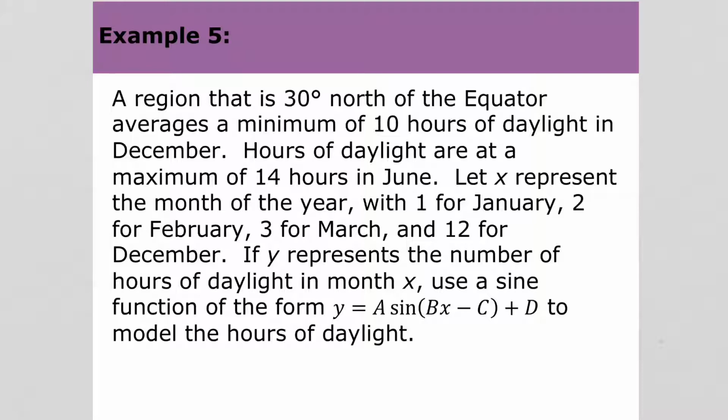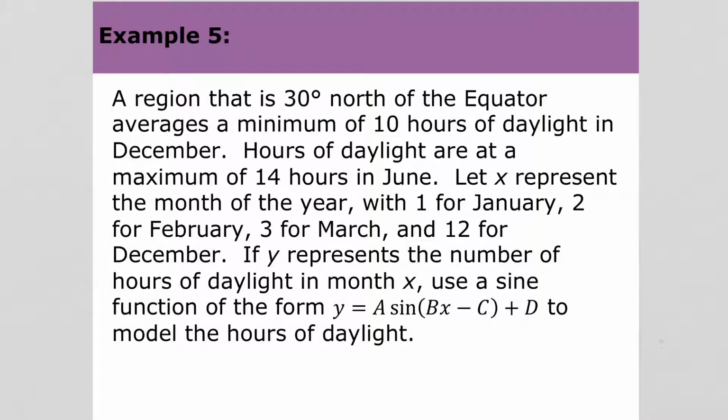A region that is 30 degrees north of the equator averages a minimum of 10 hours of daylight in December. Hours of daylight are at a maximum of 14 hours in June. Let X represent the month of the year, with 1 for January, 2 for February, so forth. If Y represents the number of hours of daylight in month X, use a sine function to model the hours of daylight.